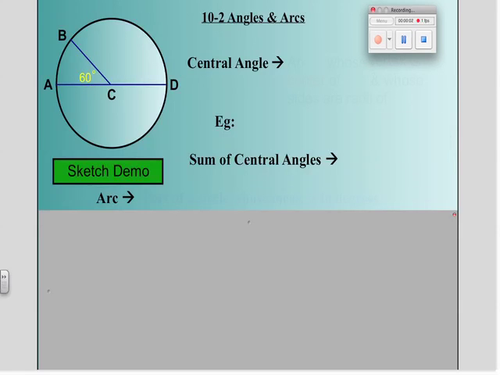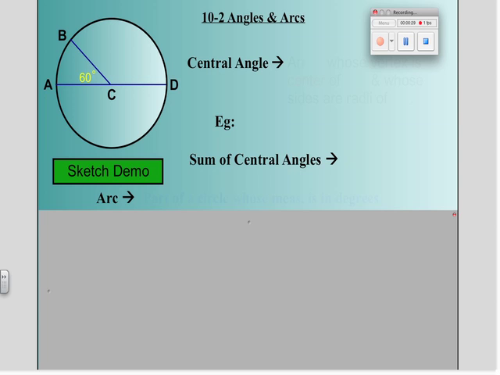Okay, here we are, section 10.2, angles and arcs. And the first section was some review information on circles and parts of circles, your radii, your diameter, your chords, and circumference of a circle. In this section, we start talking about something that we'll be talking about throughout the rest of this chapter, arcs. But before we do that, we must talk about what a central angle is.